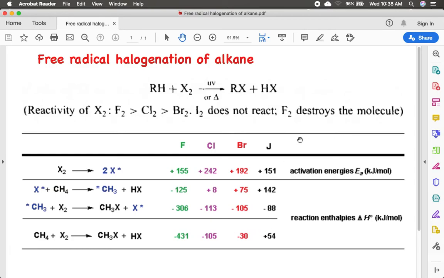And for iodine, the first step is very endothermic, and the second step is exothermic, and the overall reaction is still endothermic, and the iodine does not react at all. And this explains the reactivity order.